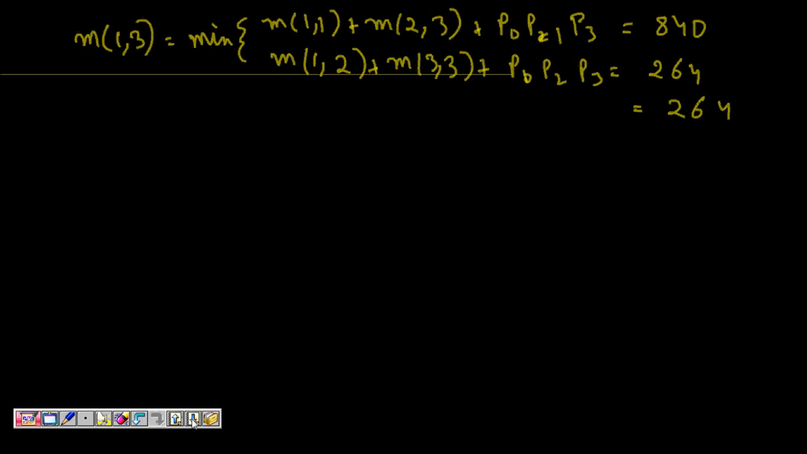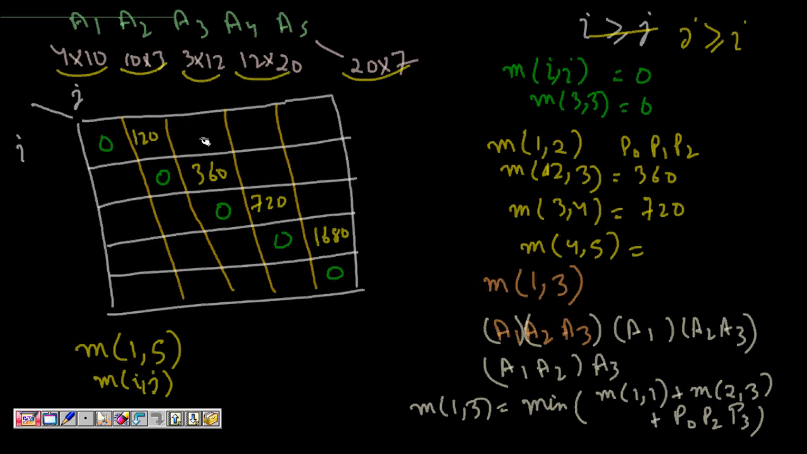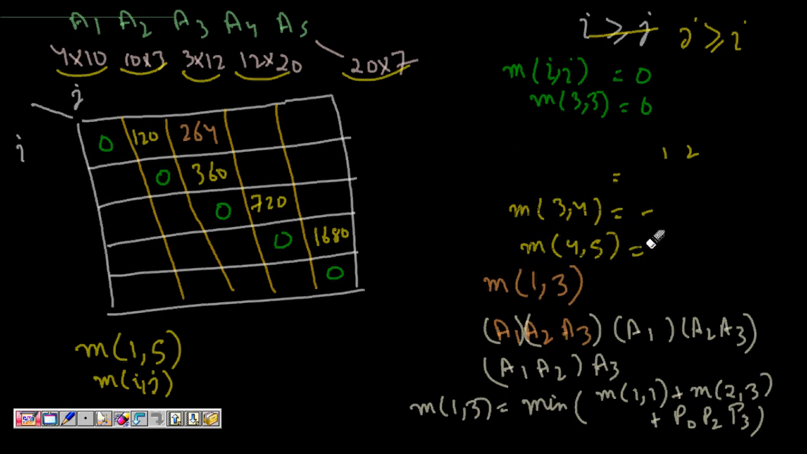Okay, so similarly, let's try to calculate the other one, M2 comma 4. Okay, so we try to calculate now. We are trying to calculate this diagonal, and we calculated the first one, which is 264. So similarly, let's try to calculate. What will happen, let's rub it and try to do it here itself. Okay, so that will be much easier for us to understand.